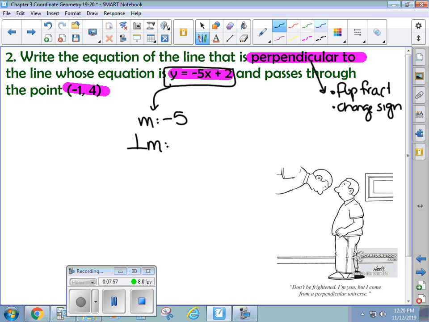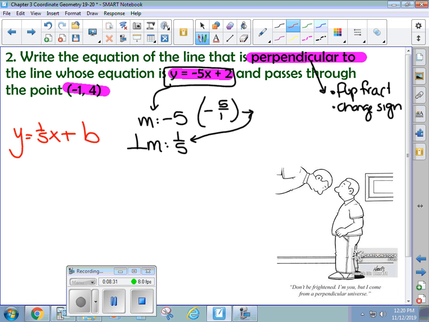Would it be positive or negative? Positive. What is this as a fraction? Negative 5 over 1, right? So flip it, it's going to be 1 over 5. Yes? And if you need to write that next to it, this is really negative 5 over 1. So if I flip the fraction and change that sign, it will become positive 1 over 5. So do you agree so far? That's my equation.